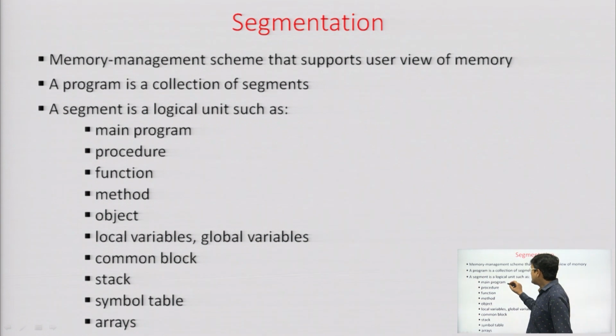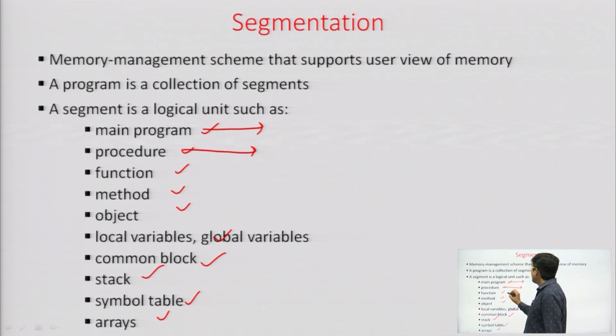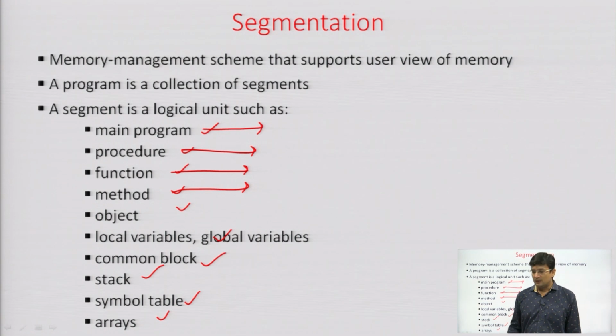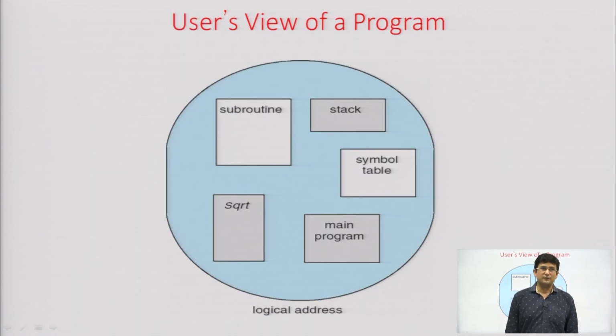All those process segments may be termed as main, procedure, function, method, object, local variable, common block, stack, symbol table and arrays. All these are considered separate blocks, and we should give memory to these blocks separately in the main memory. For example, main will be given one block of memory, procedure one block, function one block, method one block, and so on. So this is segmentation: we divide our process into different segments. For example, here 5 segments have been created.